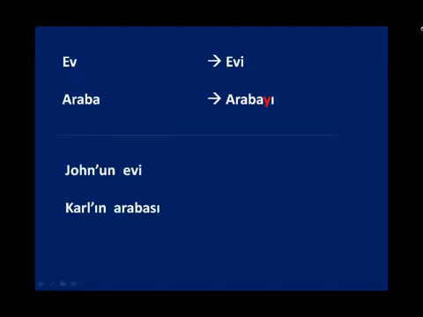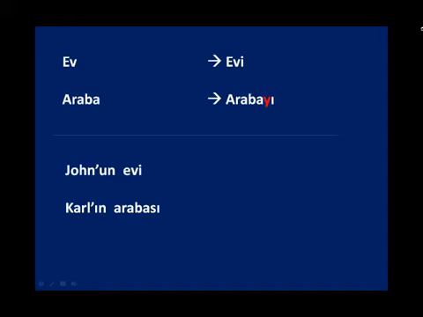Now we learned that ev, house, right? In accusative evi. We learned that in this lesson. And araba, since it ended in a vowel, we said arabayı with a Y, helper consonant. Now these are normal words. If, however, we have constructions like John'un evi, John's house, or Karl'ın arabası, Karl's car, these are called possession or genitive.